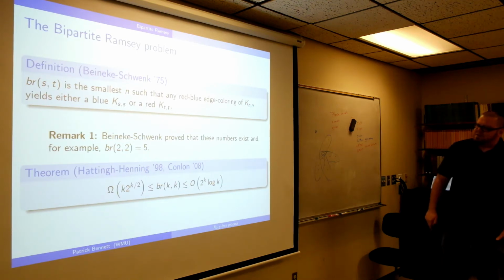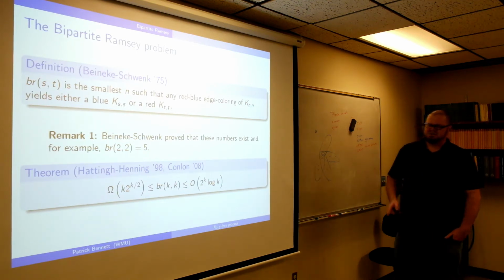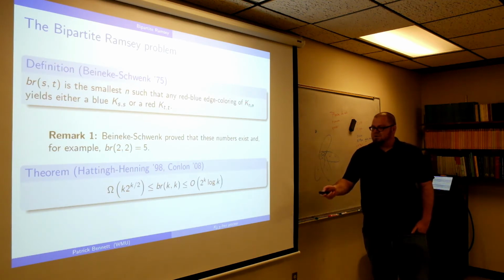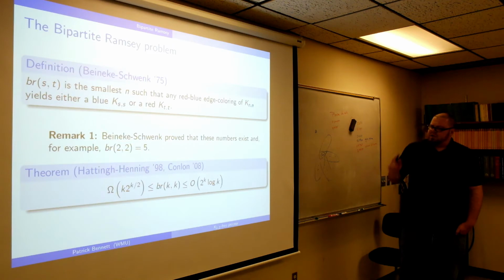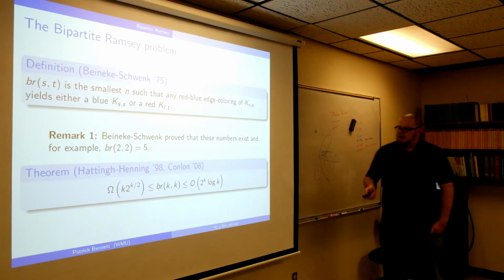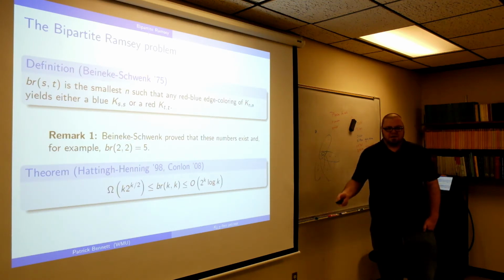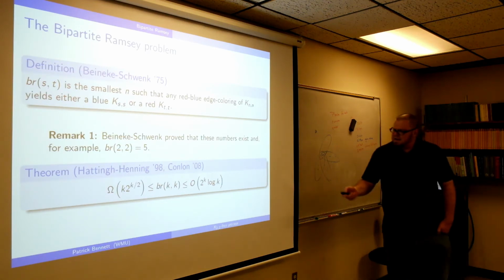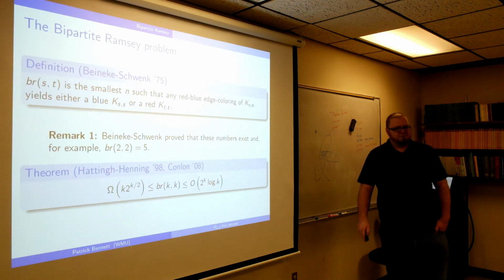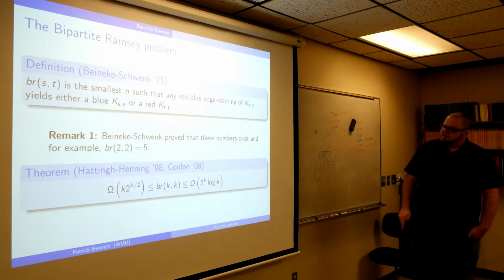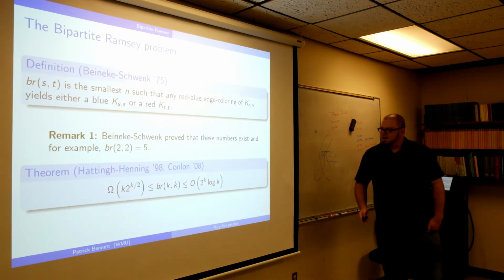So, what is known about these things? First of all, the diagonal case, where the parameters are the same. The best known lower bound is by Hattingh and Henning, and that just uses the Lovász local lemma, a lot like Spencer did for the standard Ramsey numbers. It's analogous to that. And Conlon has the best known upper bound here. I keep meaning to read that paper. It's only 4 pages long, but I don't know what his method was.